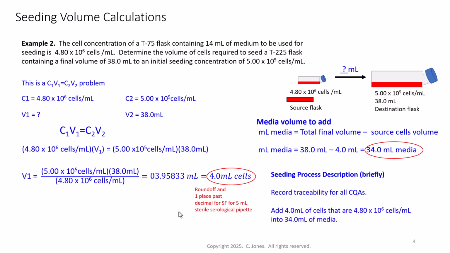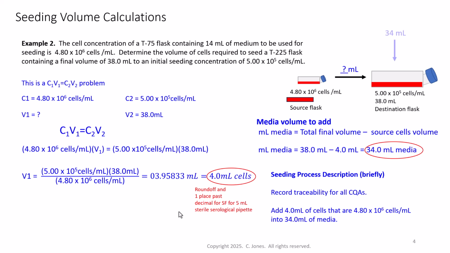So the seeding process, again, adhere to good documentation practices, record traceability for all the critical to quality attributes, as well as any other information as specified by the SOP or batch record. And so now we're going to add 4 mils of cells that are 4.80 times 10 to the 6 cells per mil into 34 mils of media.